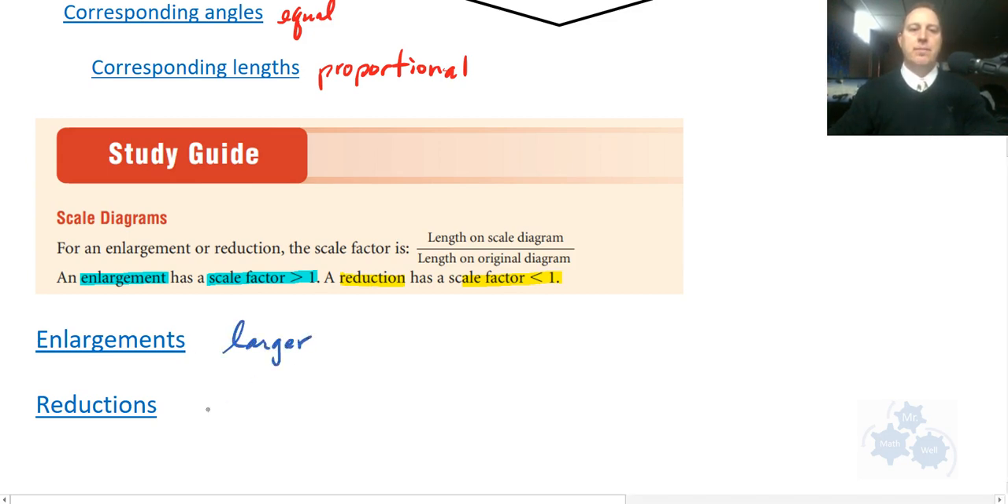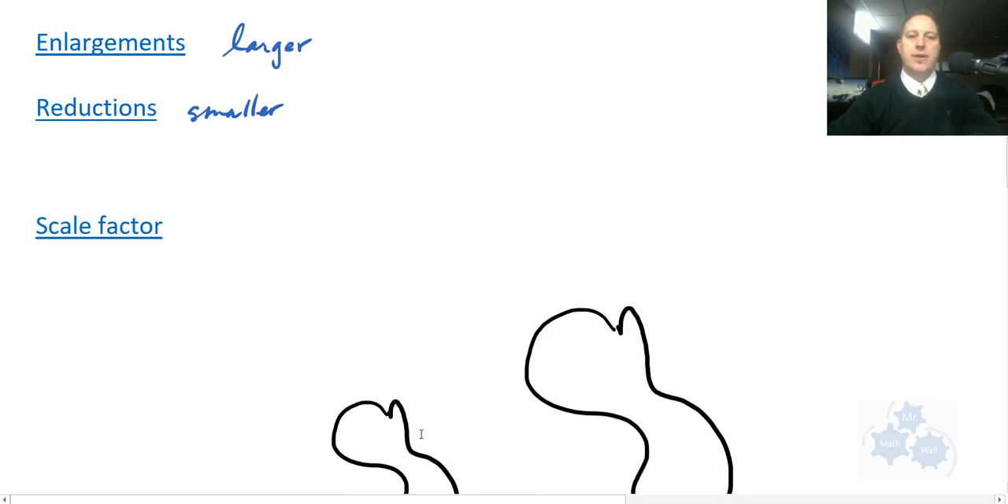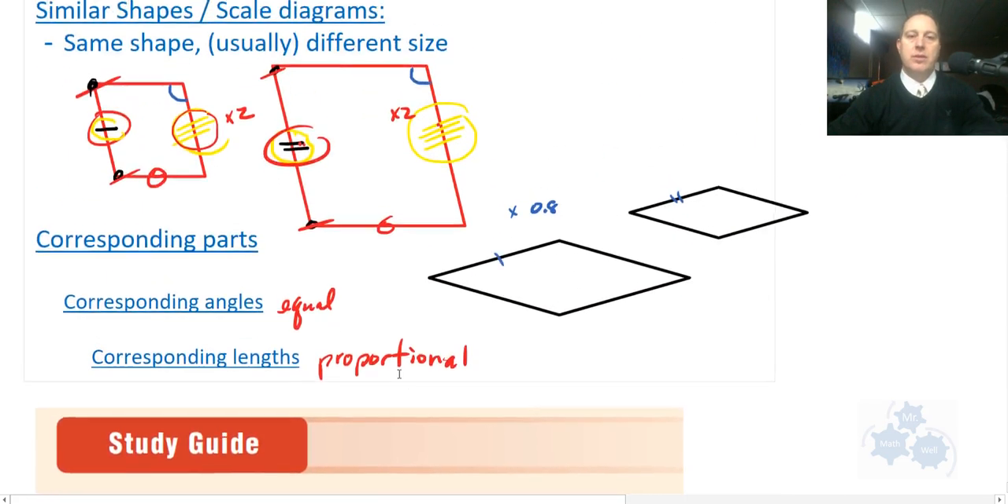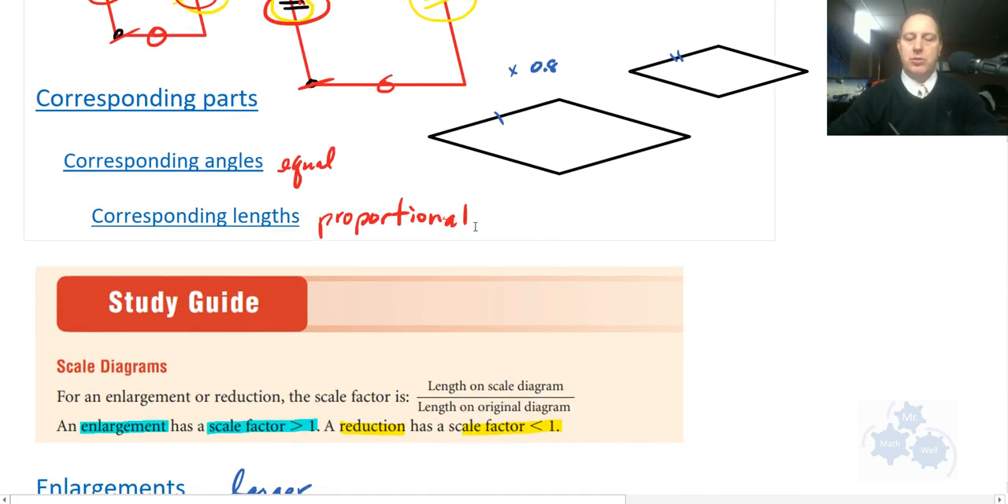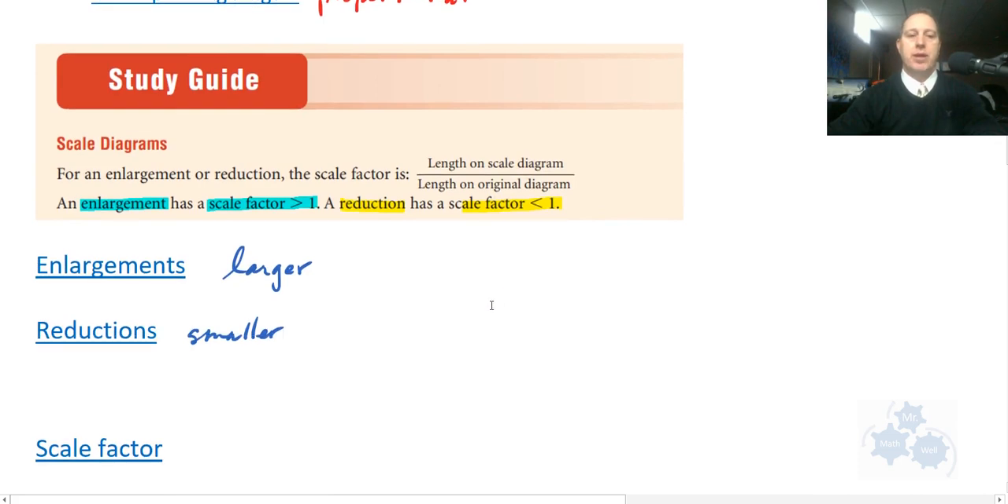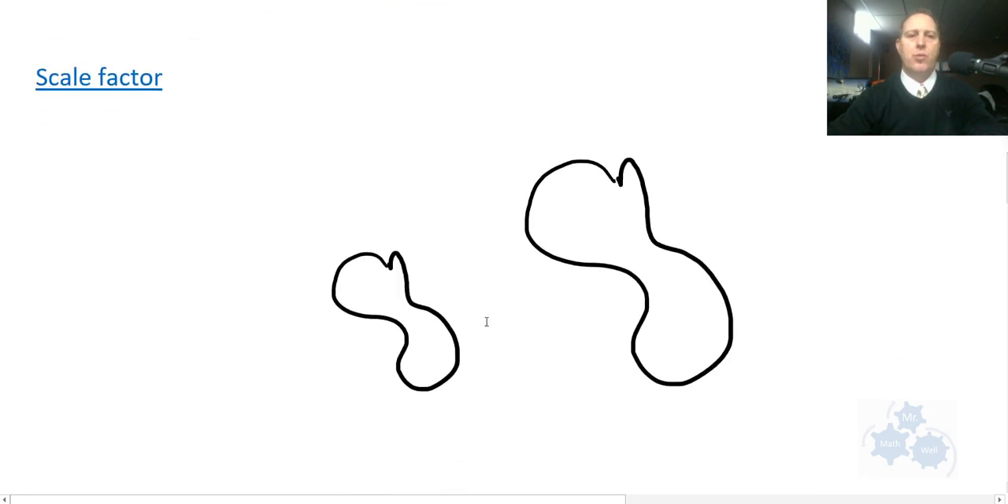They're larger, and reductions are smaller. Okay, so I hope you're understanding this so far. So far we've talked about a rhombus or a kind of diamond shape here. You could talk about triangles, right? Pop some triangles in there. But what about shapes that are really weird or strange?